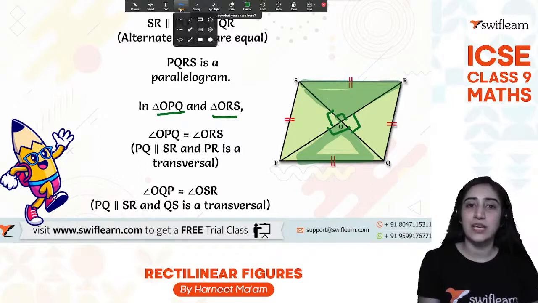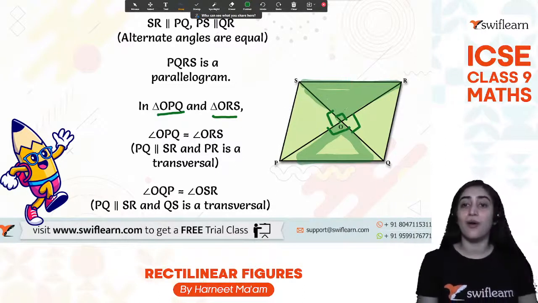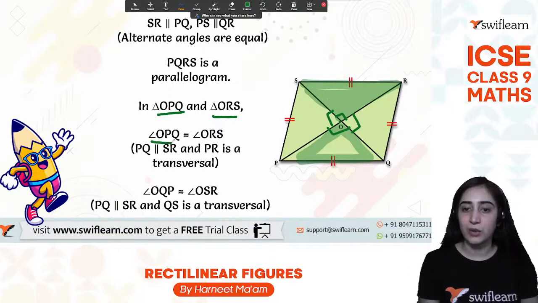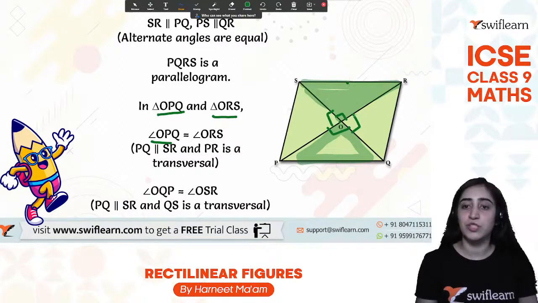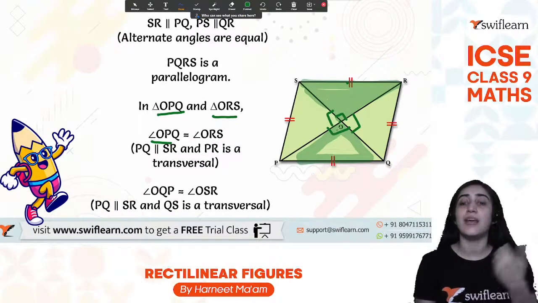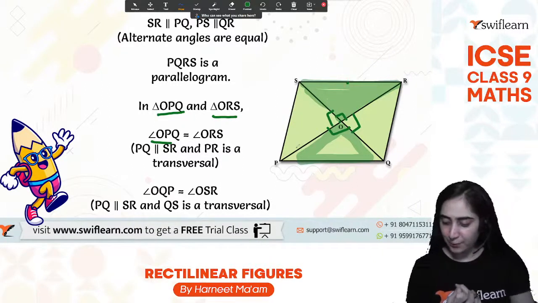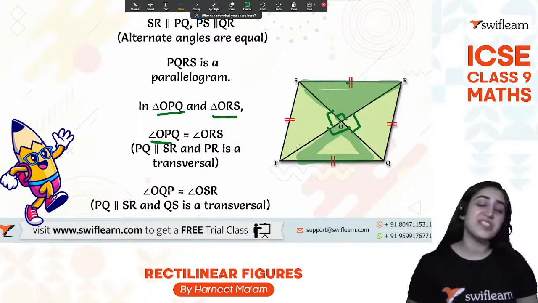We will try to say that these two angles are opposite to each other, right? So what is happening now? PQ is parallel to SR and PR is a transversal, which gives me that these two angles are equal to each other, right? What happened? Yeah, I'll do simultaneous equations quickly.